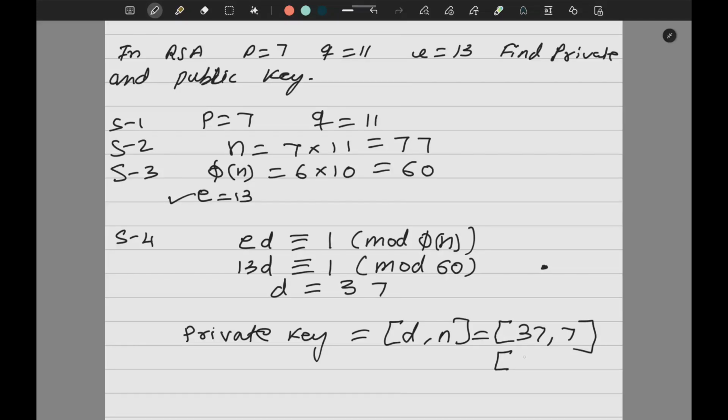And obviously the public key is what? 13 comma, sorry, N is what? Your N in this particular question is 77. I wrote 7, it is 77. So this will be your public key. So this is how you have to do the questions. Let us quickly do one more question in this.